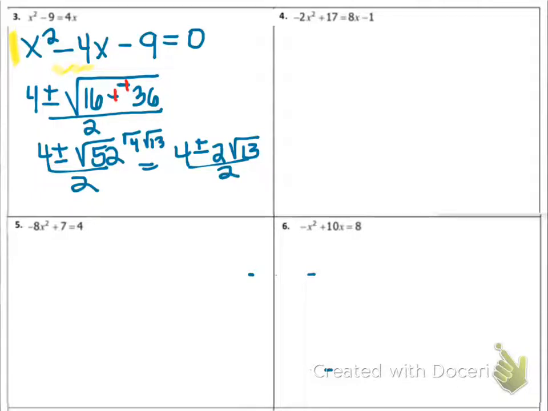Now in a situation like this, we can actually simplify this because both of the numbers on the numerator that are outside of radicals are both divisible by 2. So I could divide each thing by 2. And that would simplify down to 2 plus or minus, so the 2's cancel in front of the square root of 13. And actually, if we did the completing the square method, that's what we would have gotten.